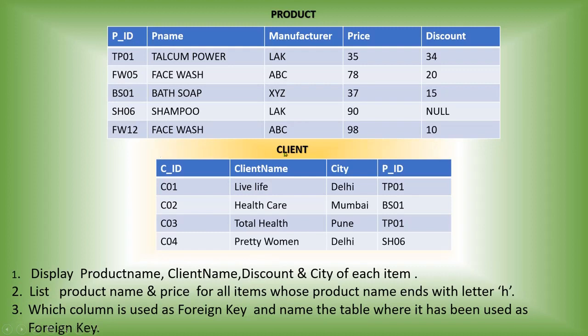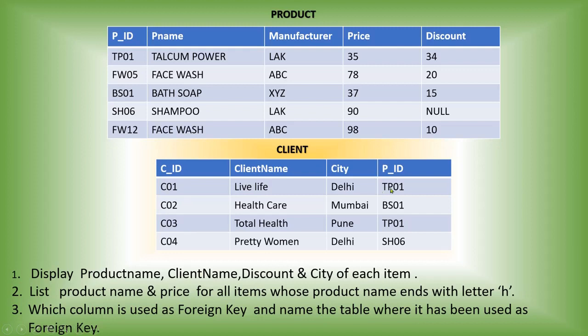And we have one more table, that is client. You can check the attributes of the client table: CID, client name, city and PID. These are the attributes of the table client, where we can take CID as the primary key. CID means client ID. Every client has a separate ID that can be taken as the primary key.